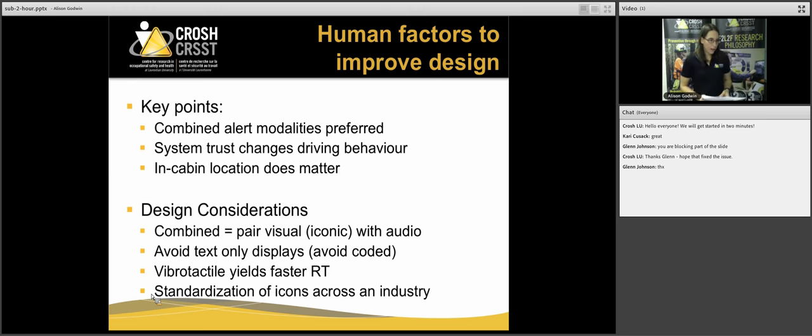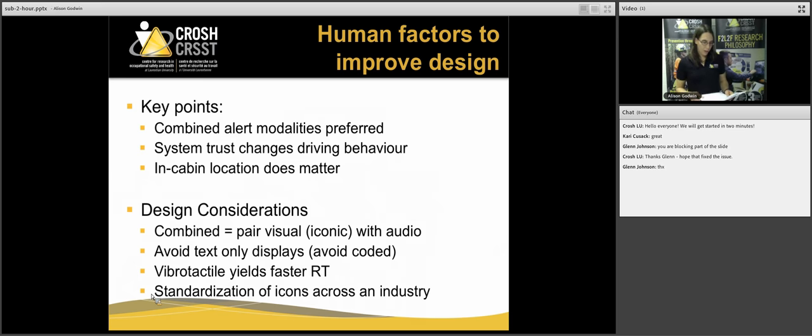So, design considerations here. I've talked about the combined approach, pairing a visual with an audio, and that visual really should be iconic and leading away from text, not using coded displays. The vibro-tactile research to date has really been done in passenger vehicle situations, but hasn't even been implemented yet.